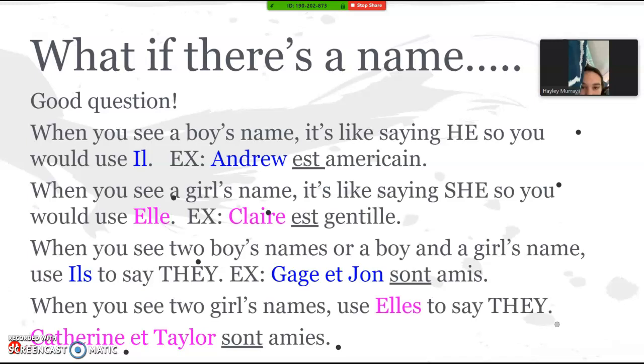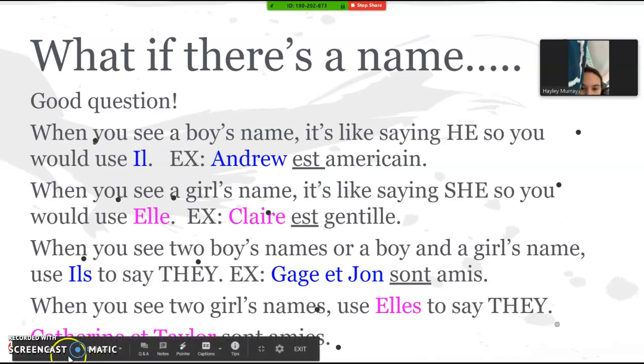Example, Gage et John sont amis. When you see two girls' names, use elles to say they. Catherine et Taylor sont amies. Right? So you can just substitute a name for il or elle.